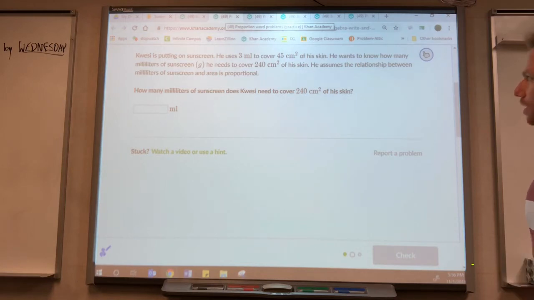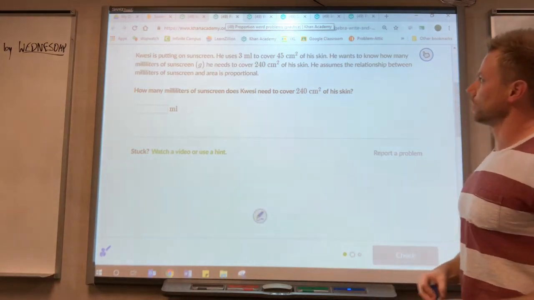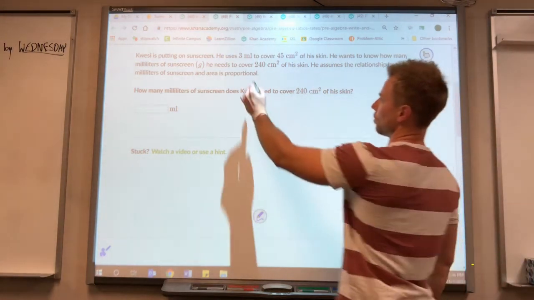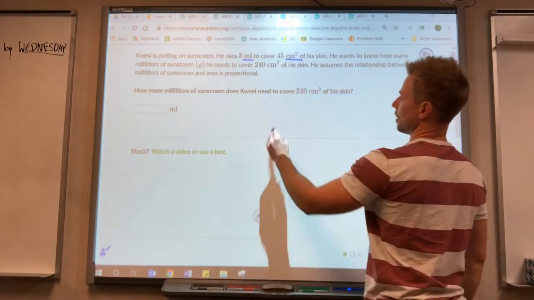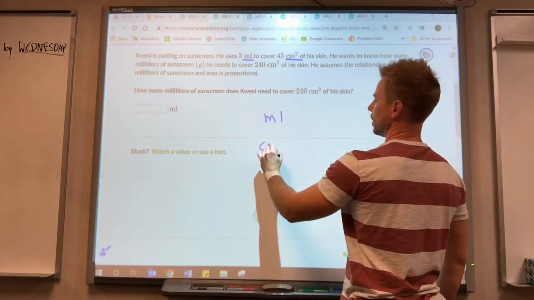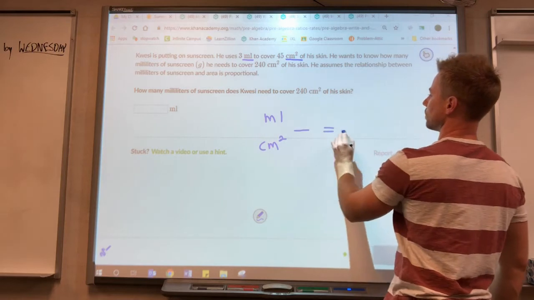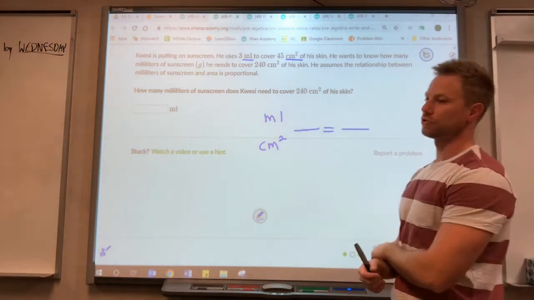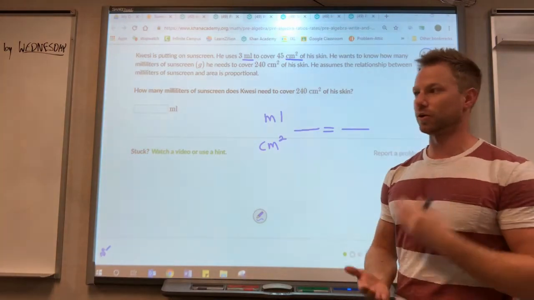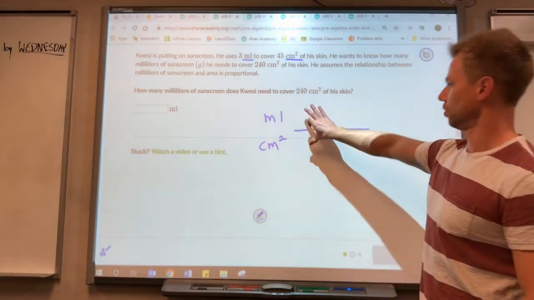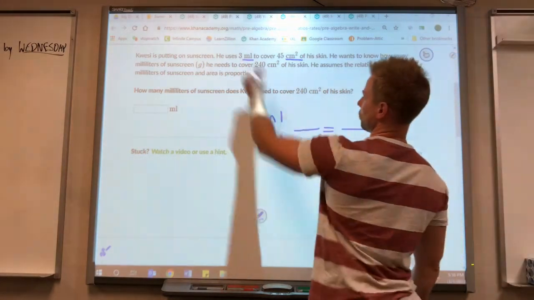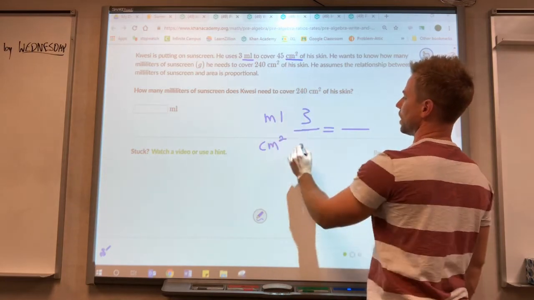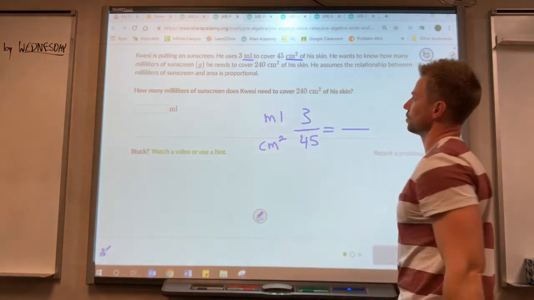This guy uses 3 milliliters of sunscreen to cover 45 square centimeters of his skin. So we're setting up a proportion. There's our labels right there. We have milliliters and we have square centimeters. So then we need to plug in our numbers. Remember, if they're in the same sentence, they're going to go on the same side of the proportion, in the same ratio together. So 3 is going to go on top because it's milliliters. 45 is going to go with square centimeters.